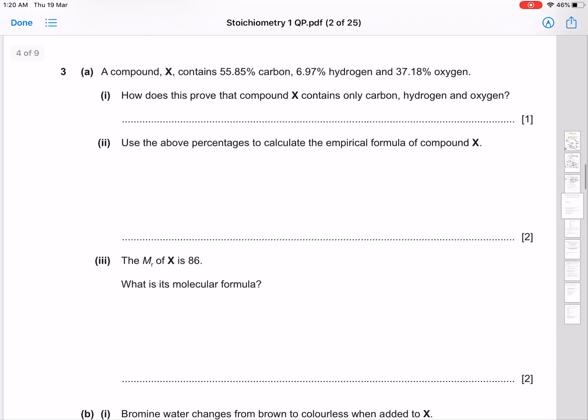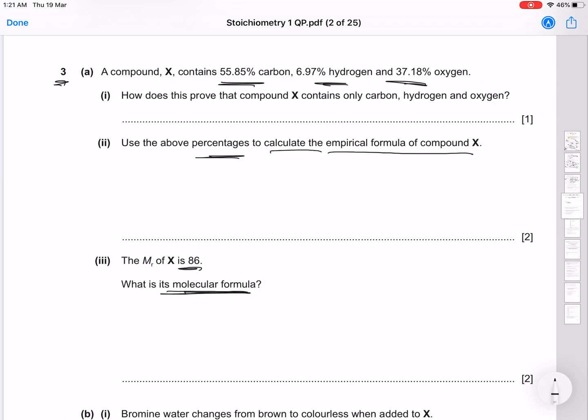Moving to question 3. Question 3 should be a piece of cake because it's typically like the other question that we have solved before. They're giving you the percentage of carbon, hydrogen, and oxygen, and they want you to use the percentage to calculate the empirical formula, just like what we did in the previous question. And then they're giving you the Mr to find out the molecular formula. So it's typically the first question that we solved.